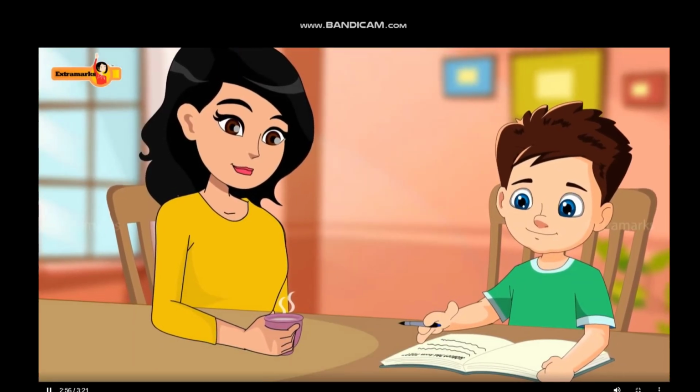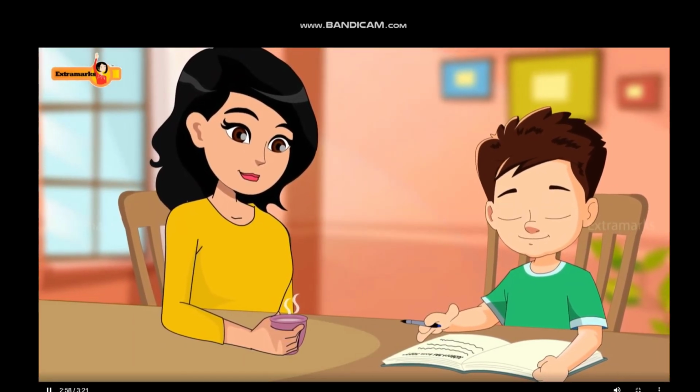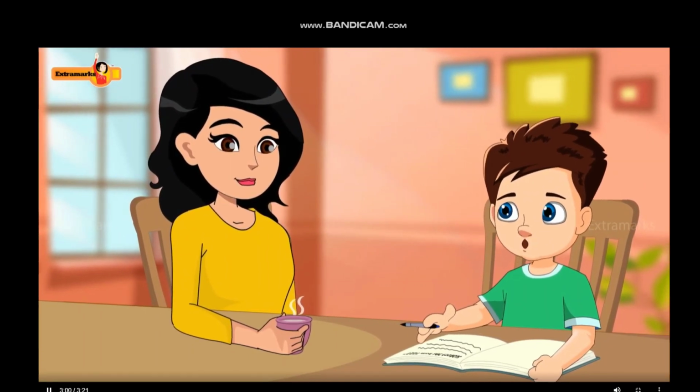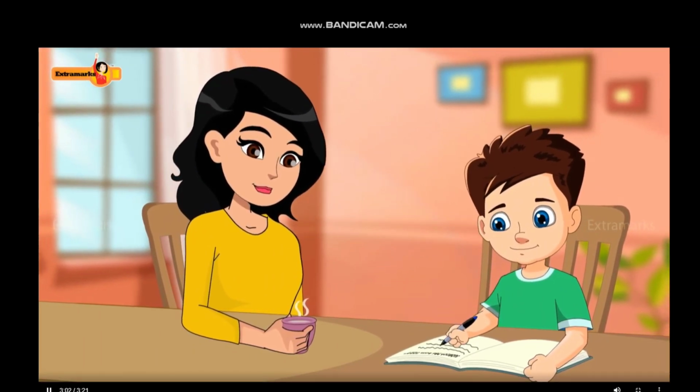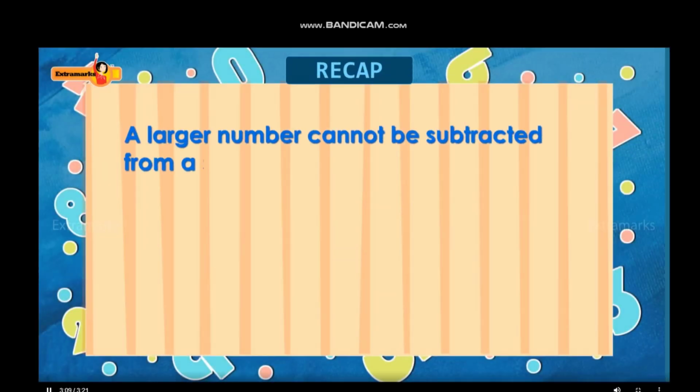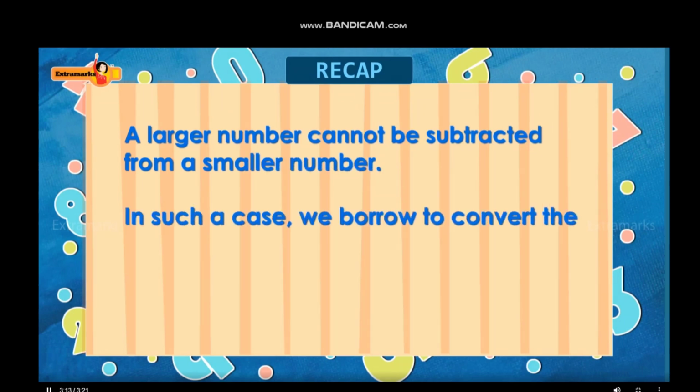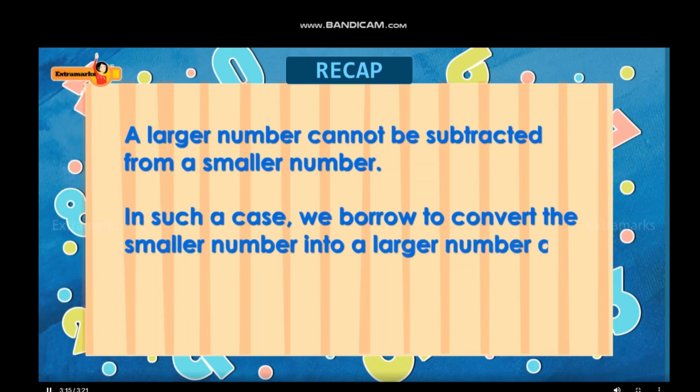In this way, Jim was able to understand the concept well. He thanked his mother and quickly finished the homework before getting ready for the party. Recap: a larger number cannot be subtracted from a smaller number. In such a case, we borrow to convert the smaller number into a larger number and carry on subtraction operation.